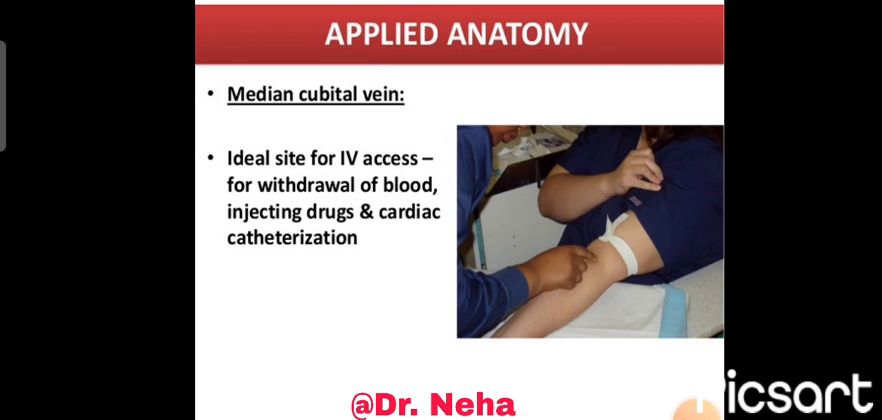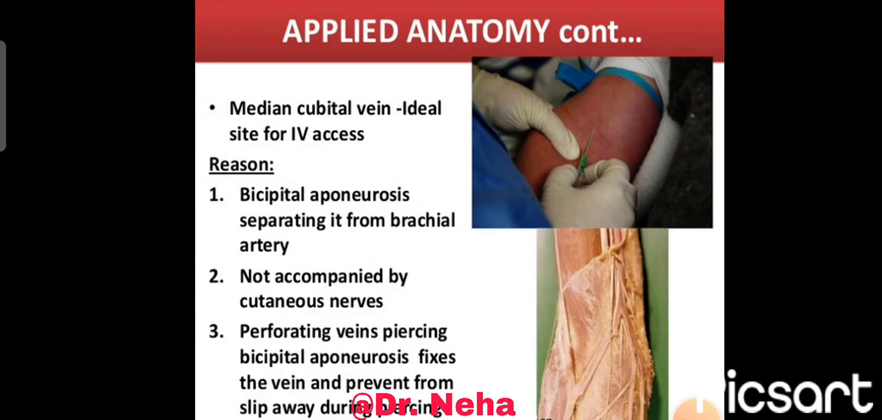Now come to the applied anatomy. This median cubital vein is the ideal site for intravenous access, that is for withdrawal of blood, for injecting drugs and for cardiac catheterization. The reasons for using this median cubital vein for intravenous access are: first, the bicipital aponeurosis separates it from the brachial artery. It is not accompanied by cutaneous nerves. Also, the perforating veins piercing the bicipital aponeurosis fix the vein and prevent it from slipping during piercing.